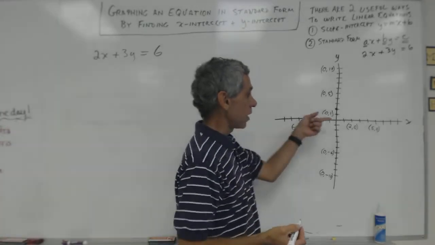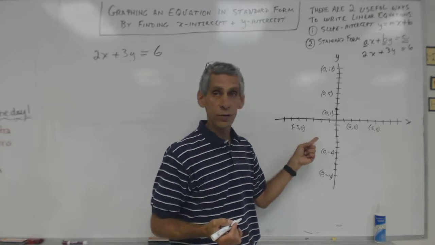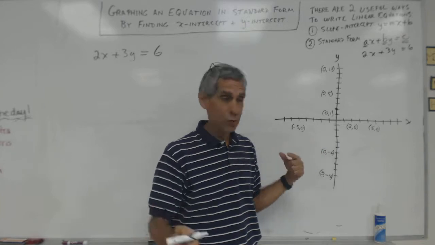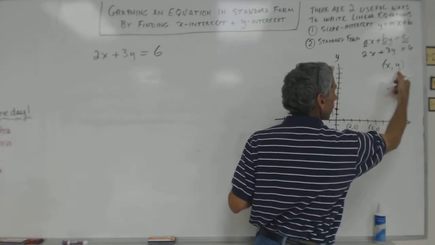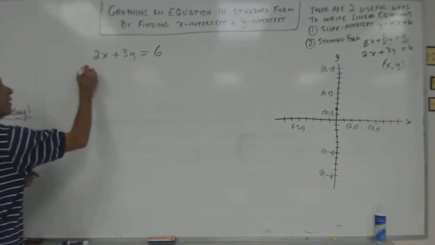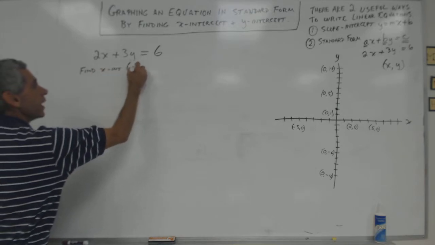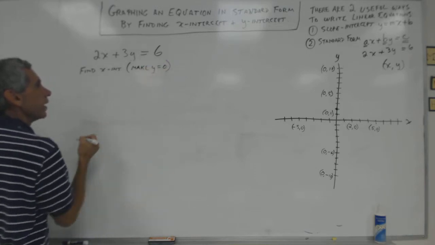Whenever a line crosses the x-axis, what's the second number? Y is 0, right? The second number is y, because it always goes x, comma, y. The second number, the y, is 0. So, to find my x-intercept, I make y equal to 0, right?